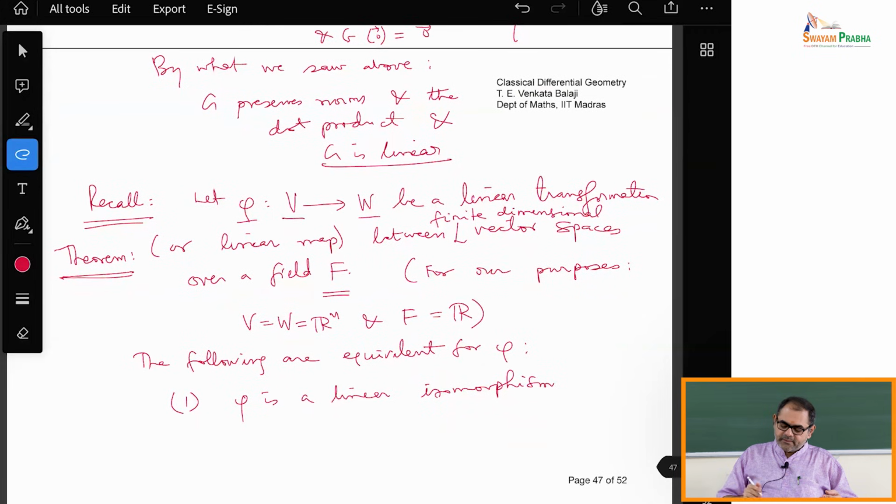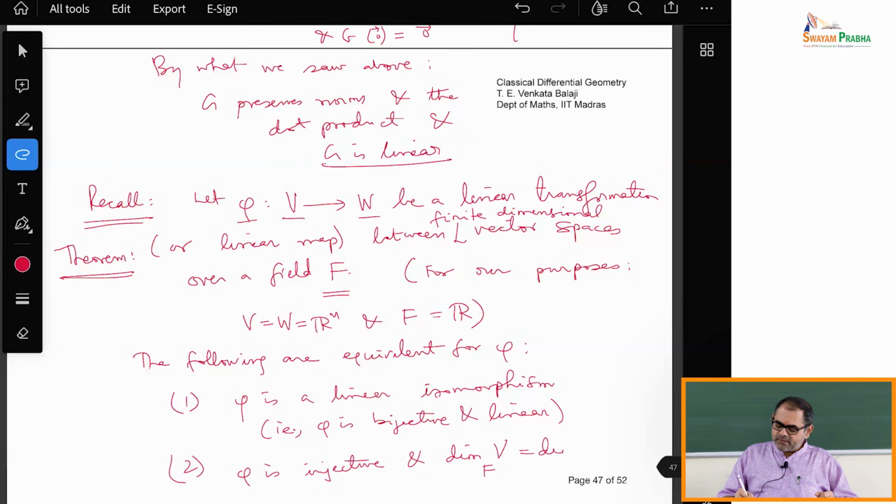Okay. So there are several conditions for a map to be a linear isomorphism. Phi is a linear isomorphism. Basically, this is the same as saying phi is bijective and linear. This is one condition. The second condition is, you see, phi is injective and V and W have the same dimension. The dimension of V over F is equal to the dimension of W over F. They have the same dimension.